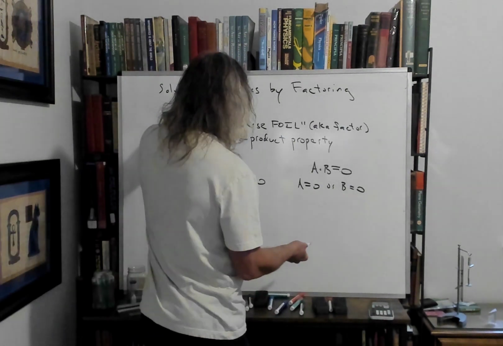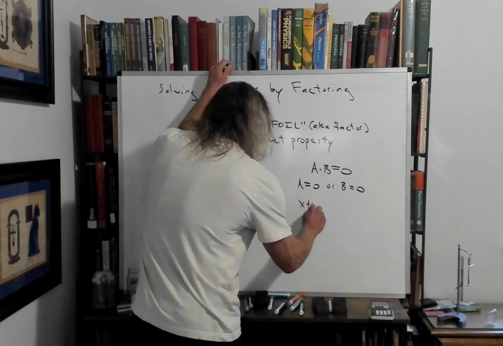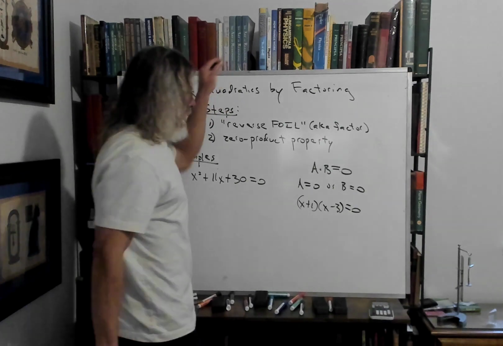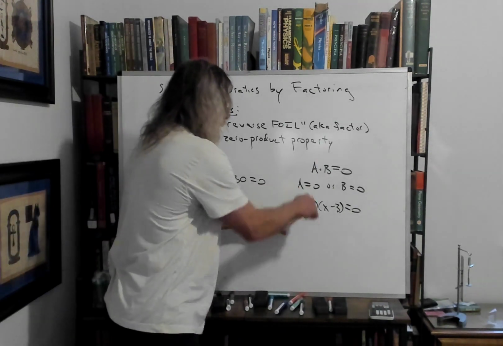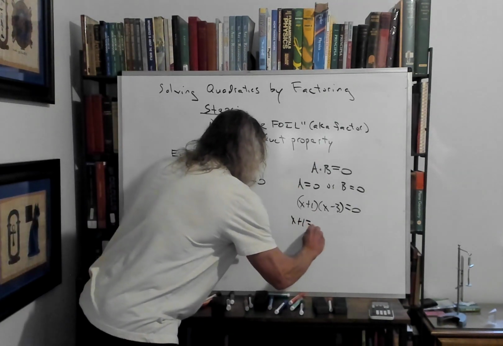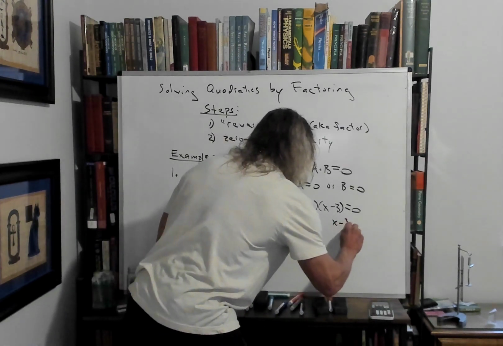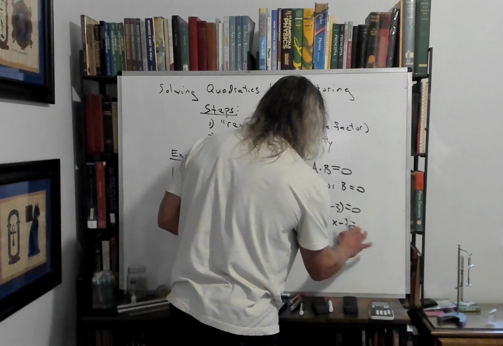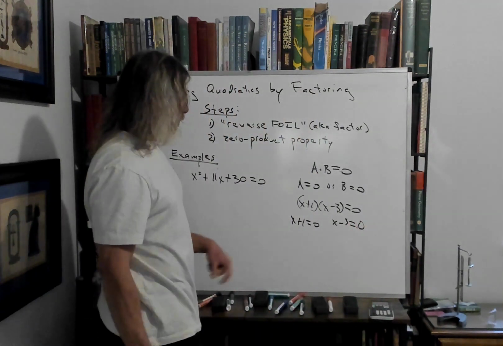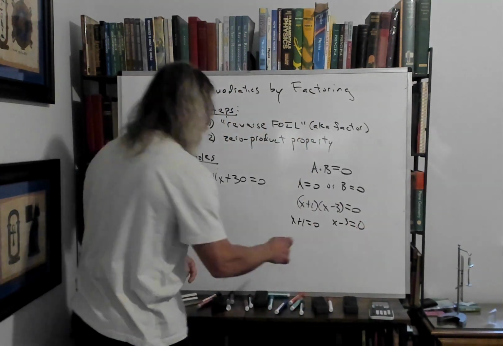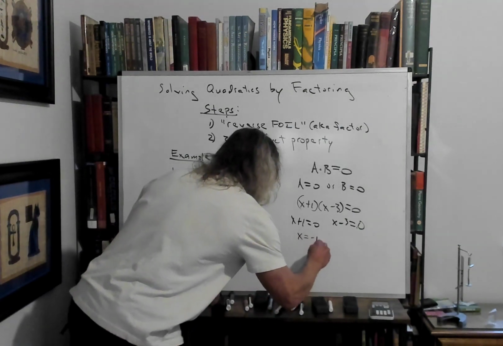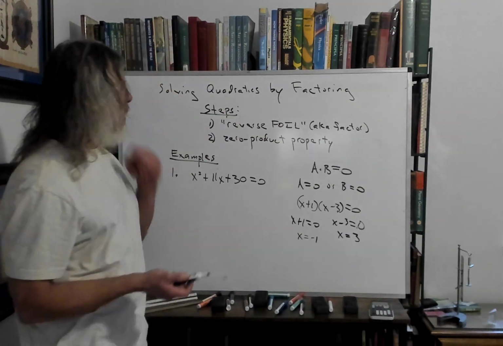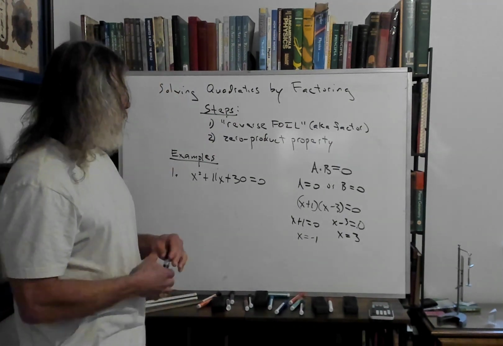And so then we saw with x plus 1, x minus 3 equals 0, we can use the zero product property. This is like the A. This can be 0, or this can be 0. A times B is 0. And so x is negative 1, or x is 3.